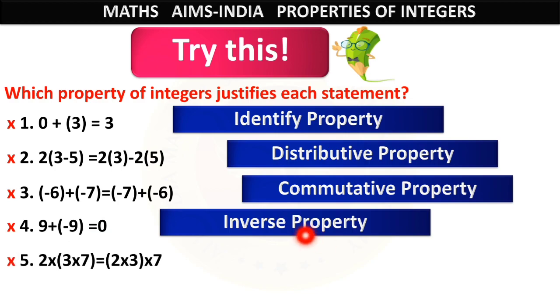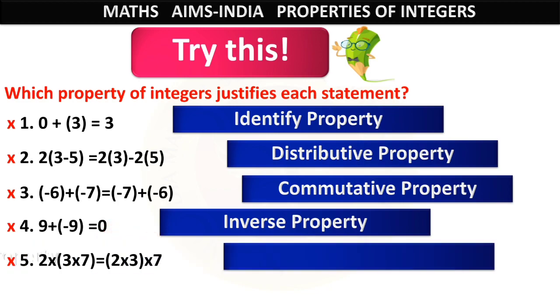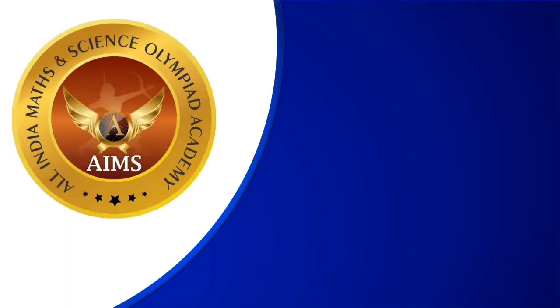The last question, 2 into (3 into 7) is equal to (2 into 3) into 7. Look at this, there are 3 integers here. Don't get confused. There are 3 integers here and we are changing the grouping of integers. Which property is this? This is associative property. The grouping of integers is changed here. Again, as I said, in commutative property we have only 2 integers and in associative property we have 3 integers. Okay, this was associative property.